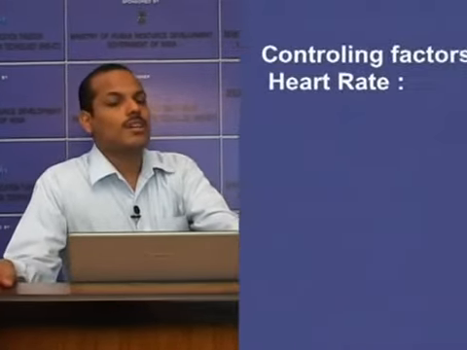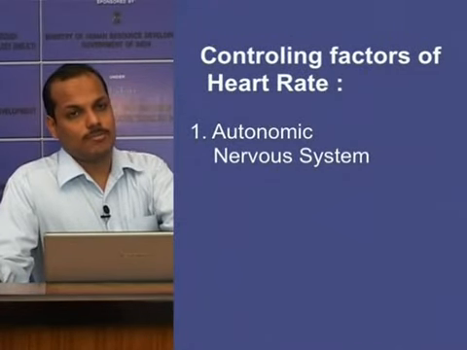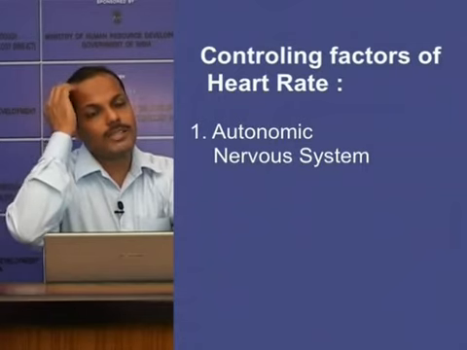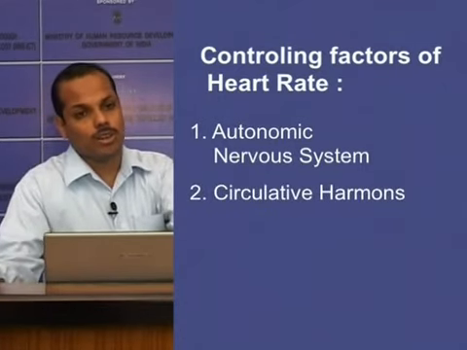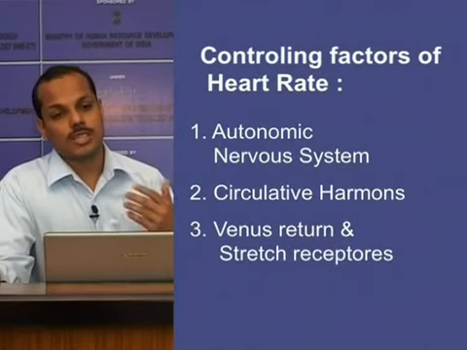Now, there are mainly 3 factors which control the heart rate. The first one is the autonomic nervous system, which may be either the sympathetic or parasympathetic system. The second one is circulating hormones. And the third one is venous return and stretch receptors. In the autonomic nervous system, the heart is stimulated by sympathetic activity and inhibited by the parasympathetic cardio-inhibitory centers. The vagus nerve carries parasympathetic preganglionic fibers to small ganglia in the cardiac plexus.